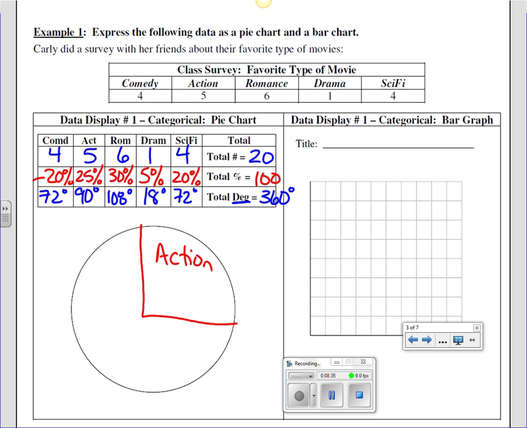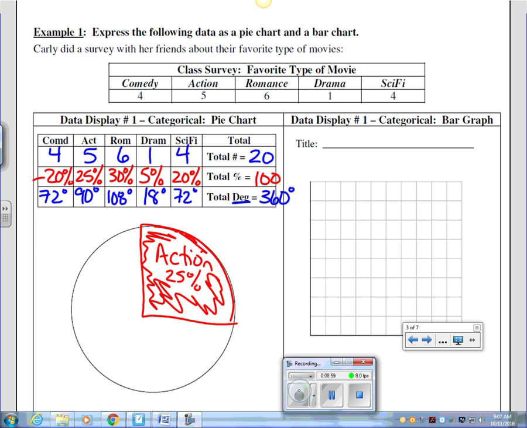And you're going to pick a color. And let's also go ahead and put the percent in here. So that's 25%. And you'll pick a color, and you'll shade that in. Okay. So action is 25%. Move on. Okay, so action was 25%. Which one do you want to do next?